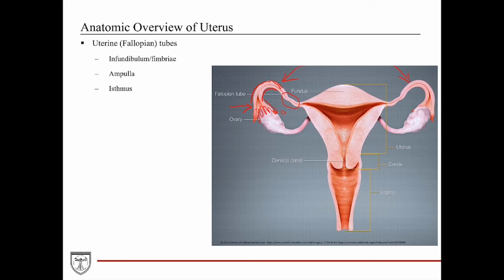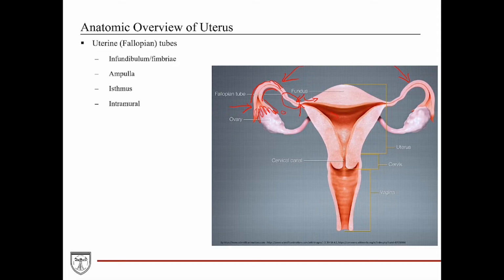Then as the isthmus enters the uterine body wall, the muscular layer of the isthmus blends in and becomes continuous with the muscular layer of the uterus itself. But the lumen of the uterine tube will continue through and traverse the muscular layer of the uterine body as the intramural component of the uterine tube, which eventually opens into this uterine cavity.